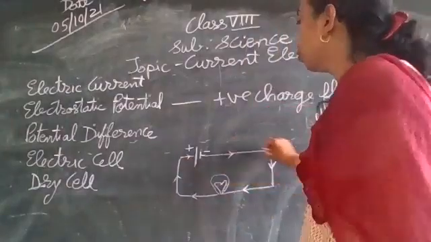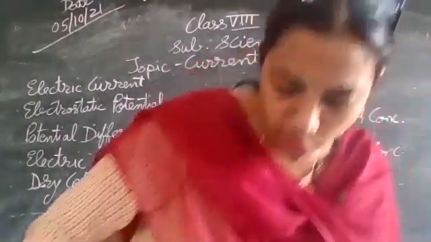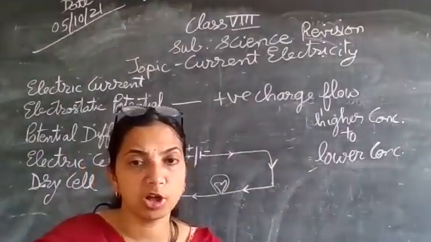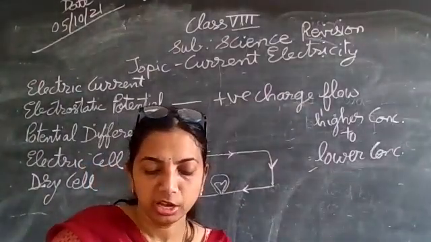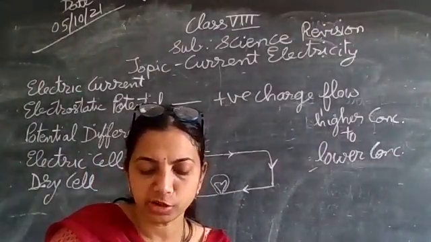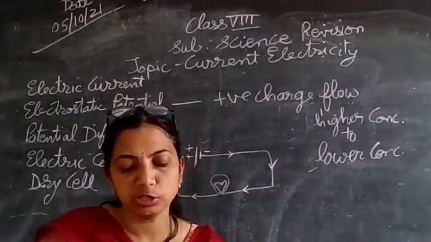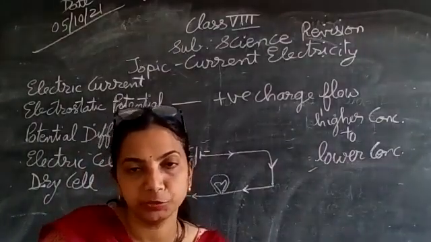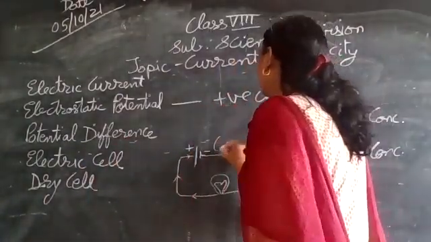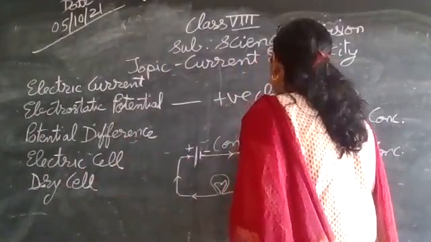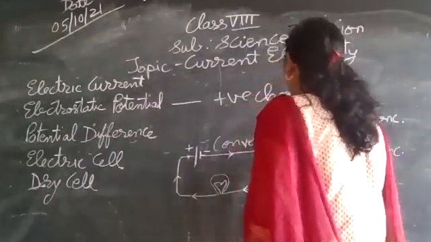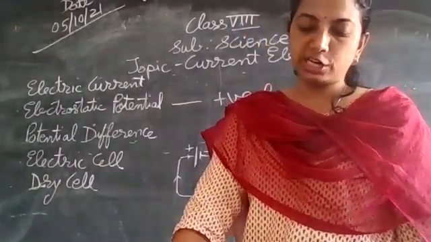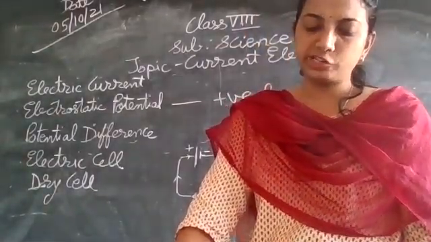So the current moves from the negative terminal to the positive terminal, and from this we can understand the direction of flow. In the conventional method, the current flows in the opposite direction to the electron flow. The electron flow goes from the negative terminal to the positive terminal, while the conventional flow of electric current goes from positive to negative.